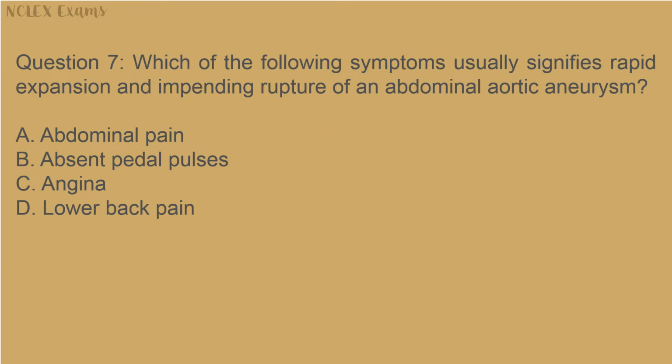Question 7. Which of the following symptoms usually signifies rapid expansion and impending rupture of an abdominal aortic aneurysm? A. Abdominal pain. B. Absent pedal pulses. C. Angina. D. Lower back pain.